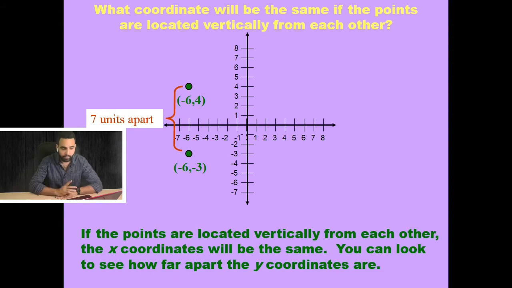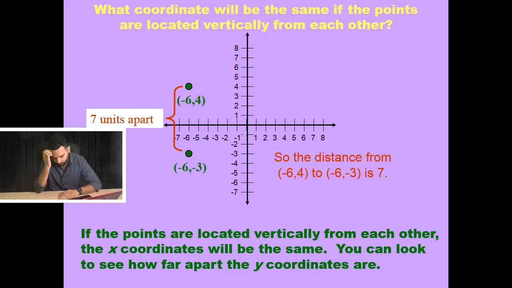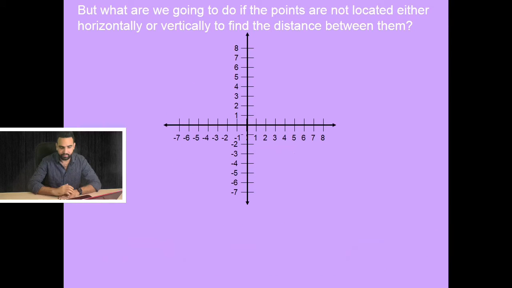Or you can compute 4 minus -3, which is y2 minus y1. It will be 7 units apart, okay? So to find the distance between 2 vertical points, we can compute y2 minus y1, and the distance will be 7, okay? But what if the 2 points are not located either horizontally or vertically? How do we find the distance between them?